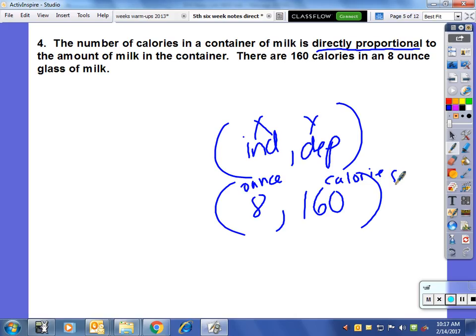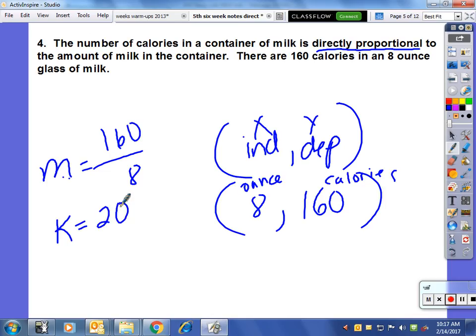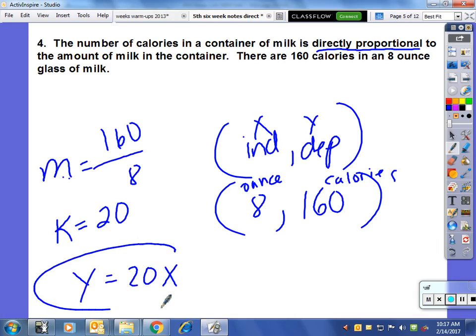It's 20 calories per ounce. How did you find that? Y over X. So the K, or the constant of variation, otherwise known as slope, is 20 calories per ounce. So what would the equation be then? Y equals 20x. Absolutely.